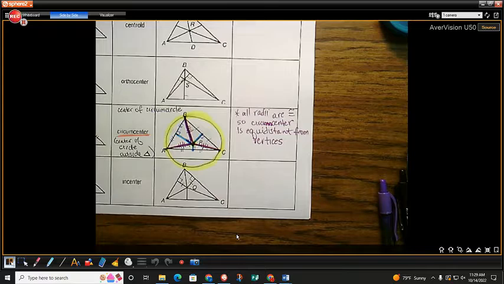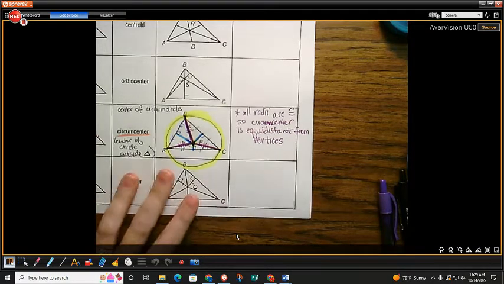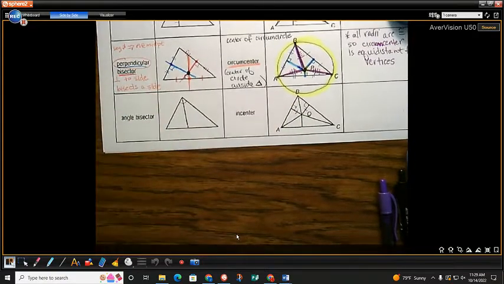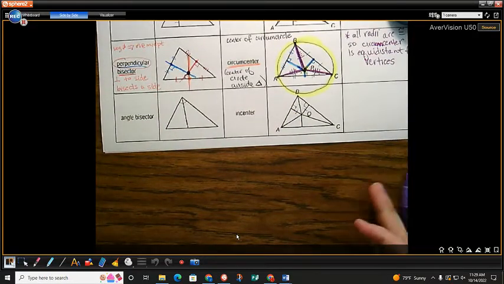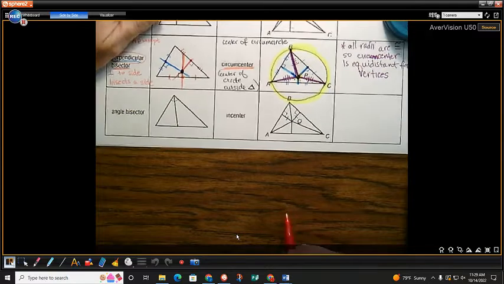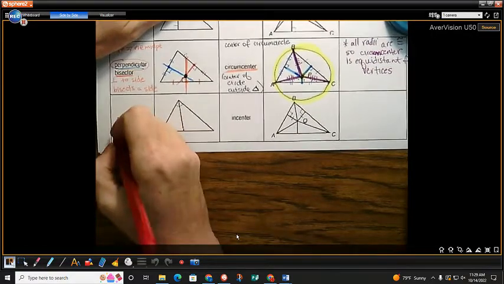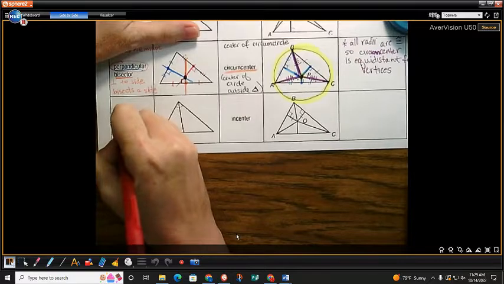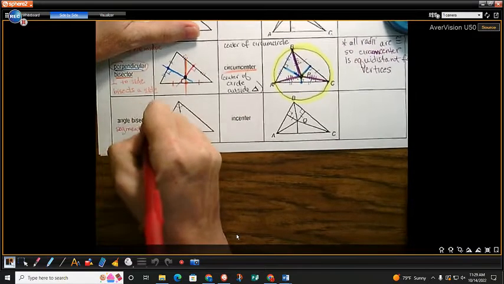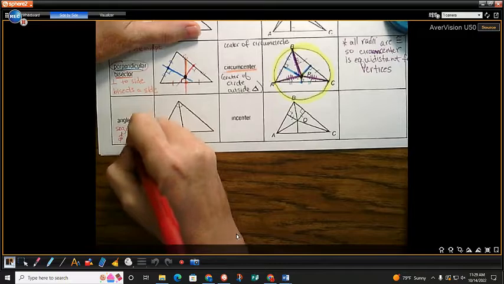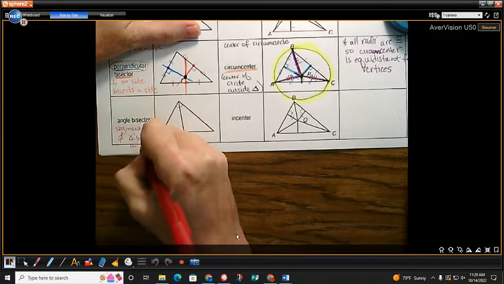And then we say, well, that was so much fun, let's bisect something else. What else can we bisect in a triangle? Angle bisect. Angles! So let's go bisect some angles. What do you think an angle bisector bisects? So it's a segment that bisects angles in a triangle.